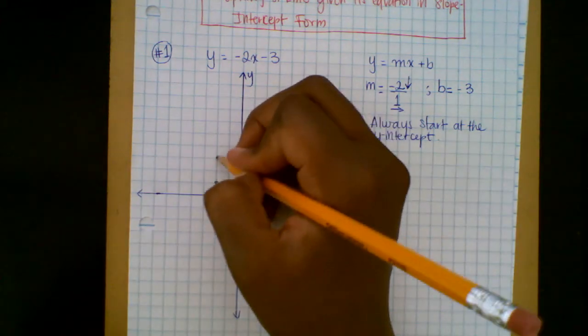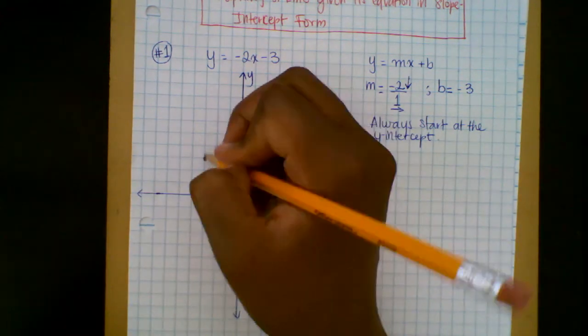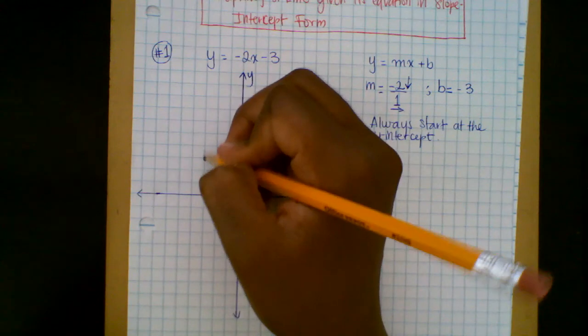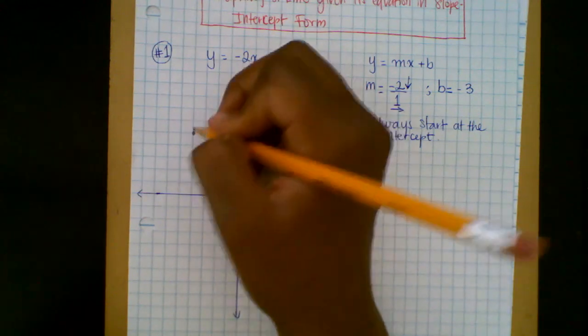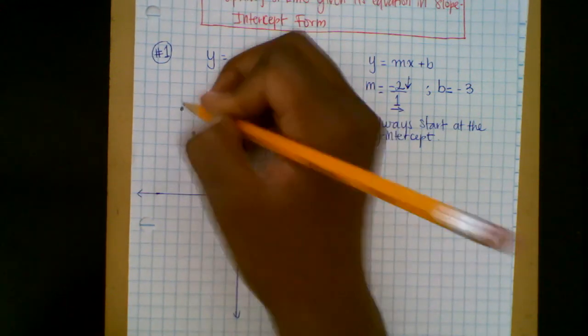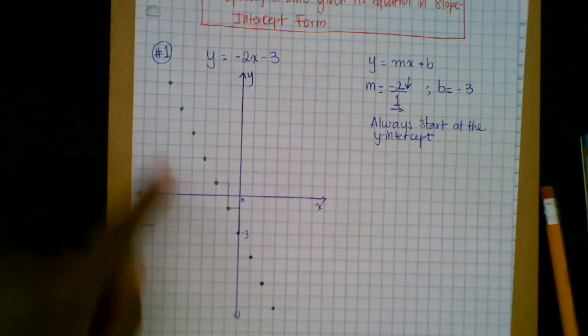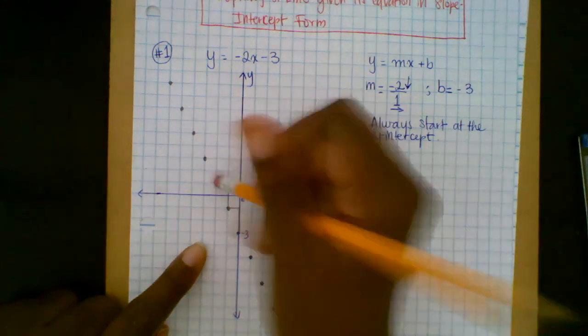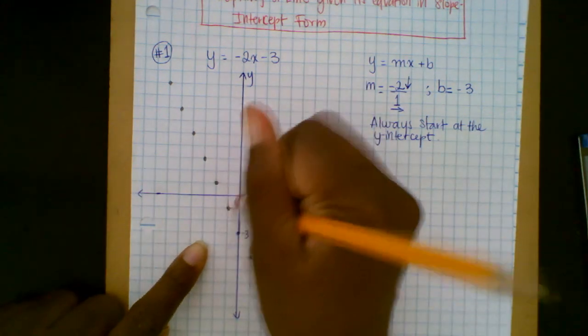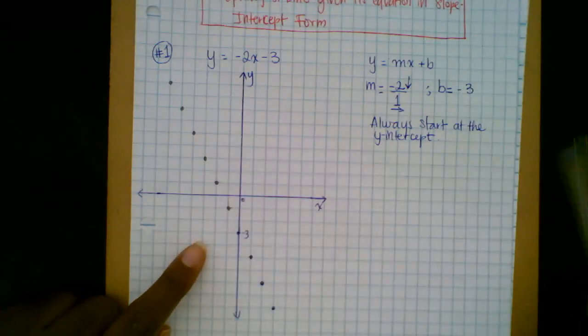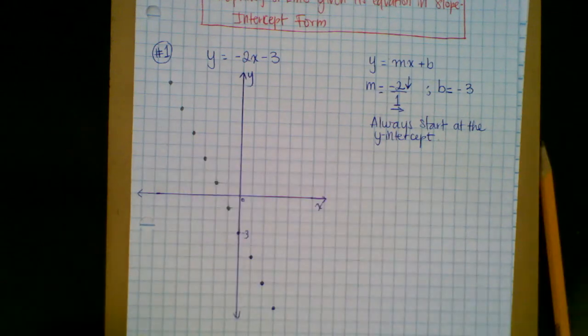You go up 2 and to the left 1, sorry. You go up 2 and to the left 1, up 2 and to the left 1. Okay, so I believe we have enough other pair. Okay, let me erase the steps. Okay, so we have enough other pair. Okay, the more the better.